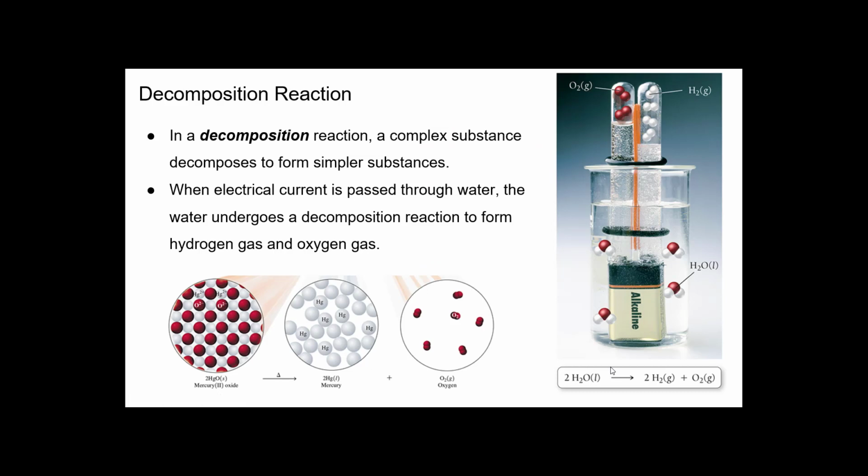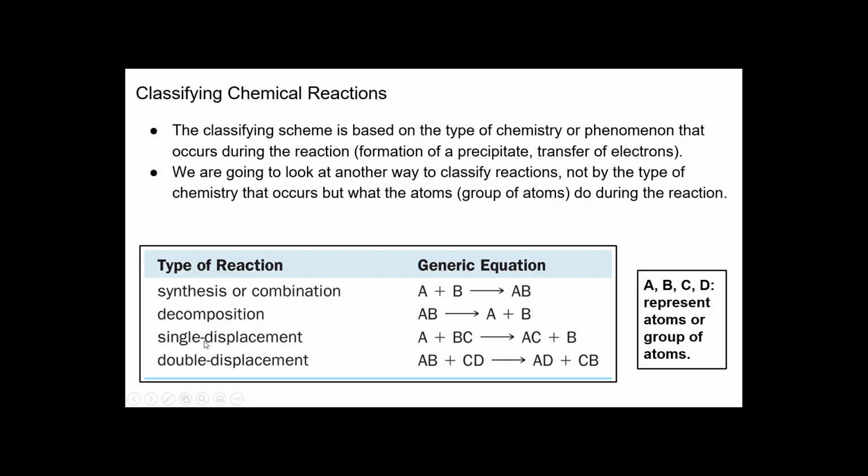Okay, so a decomposition reaction is exactly what it sounds like. It's decomposing. It is the opposite of a combination or synthesis reaction. Here is mercury oxide, and it decomposes, separating into mercury, which is a liquid, and oxygen, which is a gas. So this is the opposite of a synthesis. If we go back, the synthesis is A plus B produces AB. Now the decomposition is the reverse of that: it decomposes from one reactant into more products.